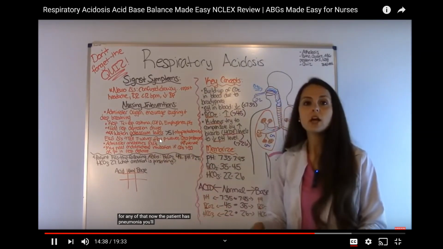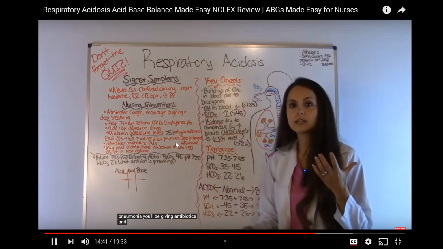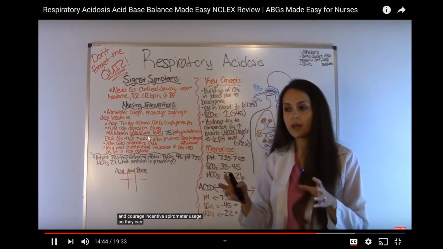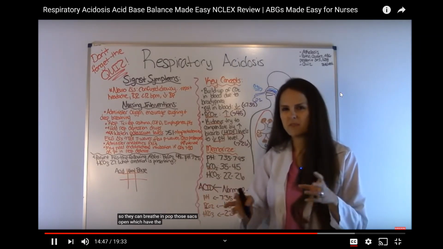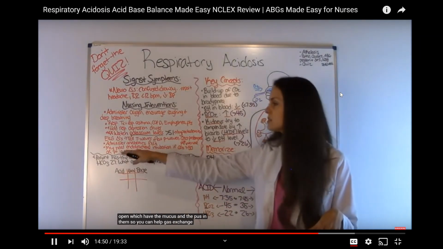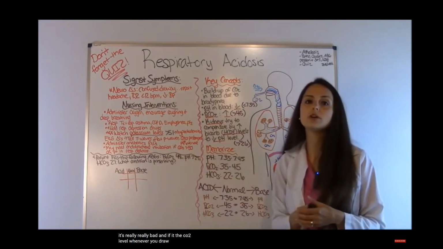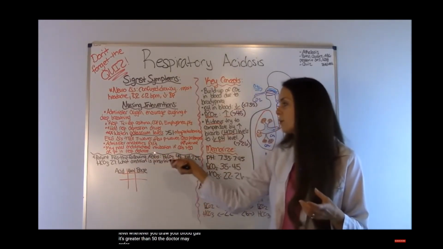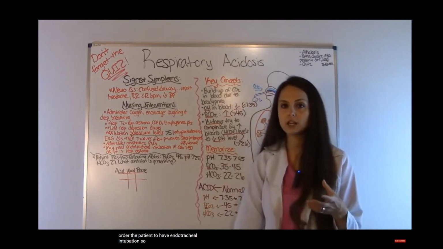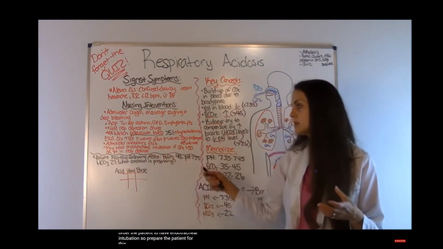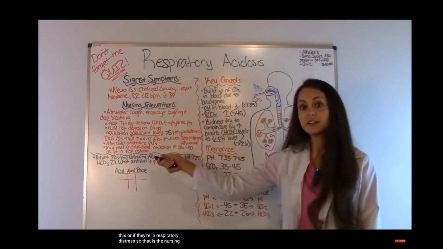Now, if the patient has pneumonia, you'll be giving antibiotics and encouraging incentive spirometer usage so they can breathe in and pop those sacs open, which have the mucus and the pus in them, so you can help gas exchange. And if it's really, really bad, and the CO2 level, whenever you draw your blood gas, is greater than 50, the doctor may order the patient to have endotracheal intubation. So prepare the patient for this, or if they're in respiratory distress. So those are the nursing interventions for that.